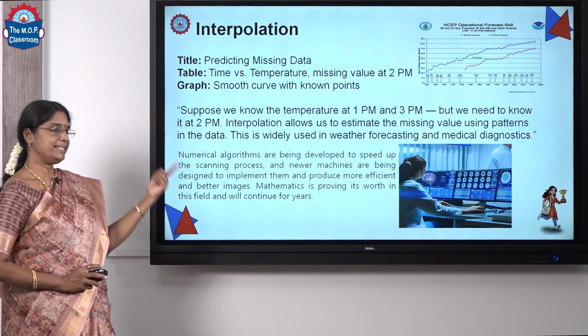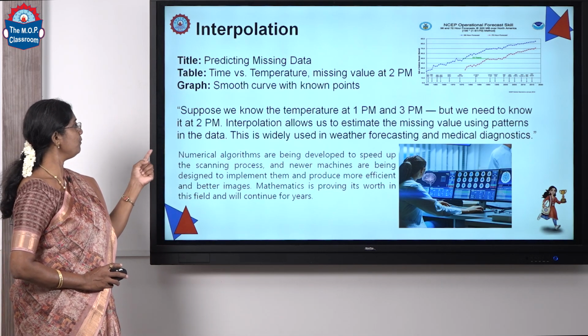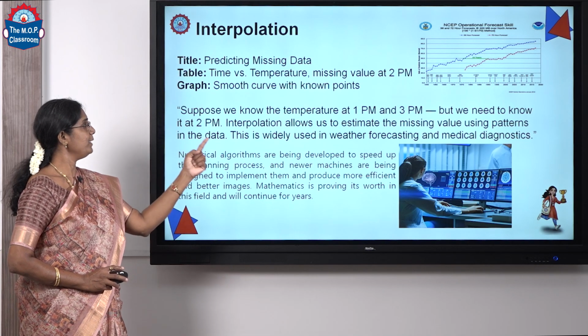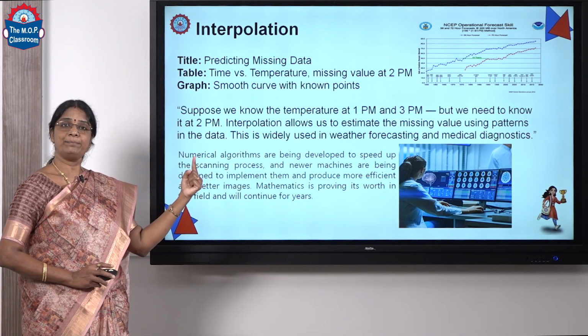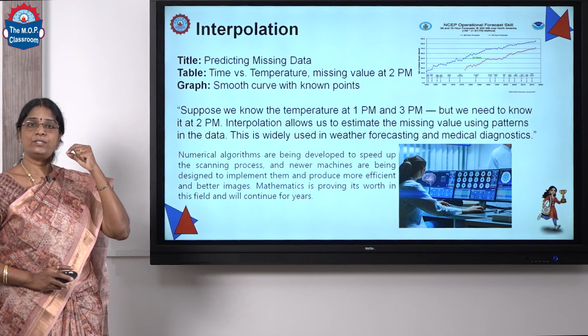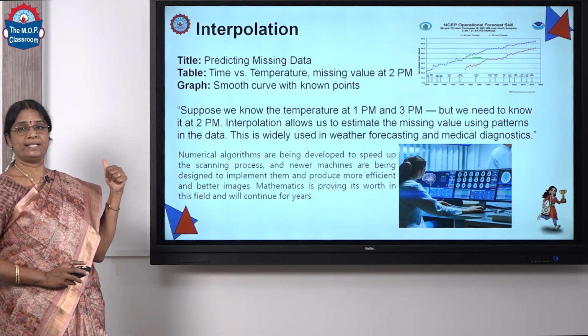So can we interpolate? Yes. A small example is given. Suppose we have been provided with the temperature at 1 p.m. and 3 p.m. Can we interpolate what the temperature will be at 2 p.m.? Yes, you can do that with the help of interpolation techniques.